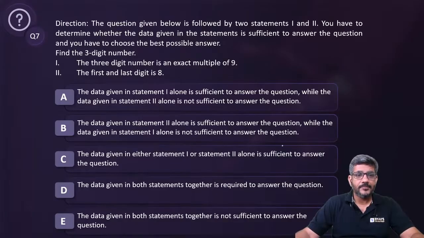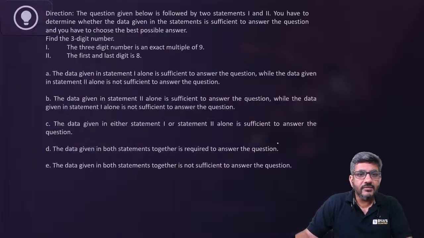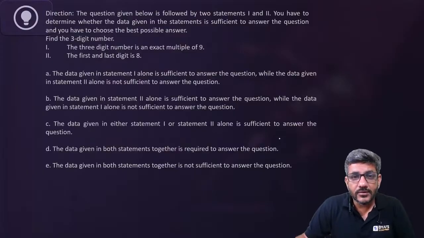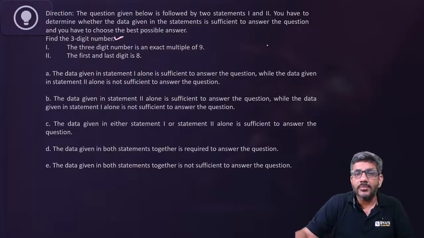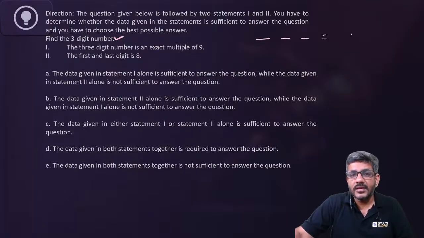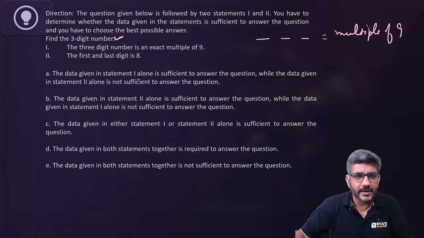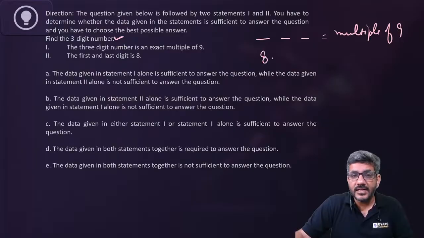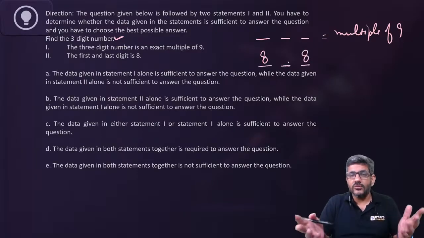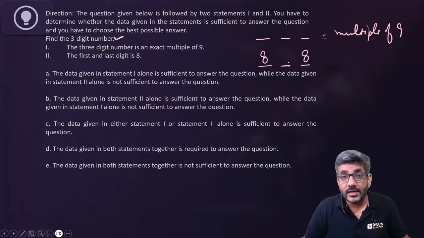Let's have a look at this. It says the question given below is followed by two statements. We have to find out the 3-digit number. That's our question. First statement says the 3-digit number is an exact multiple of 9. A 3-digit number, it's a multiple of 9. Of course, by this statement, I cannot answer because there are hundreds of multiples of 9. Second statement says the first and last digit of the number is 8. If a 3-digit number is there whose first and last digit is 8, what is the middle digit? I do not know. So by the second statement also I cannot answer.